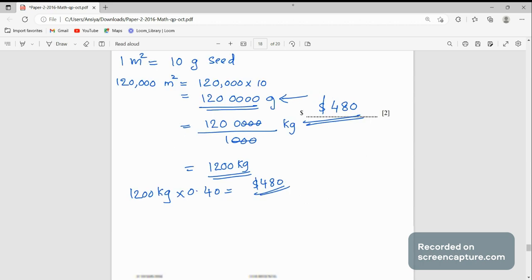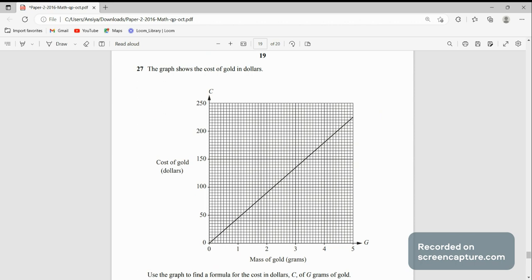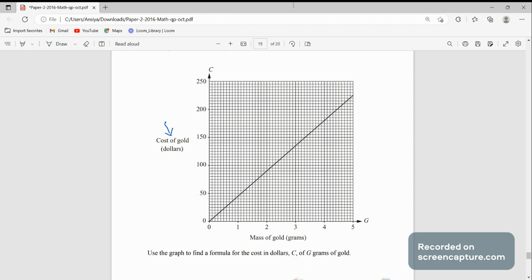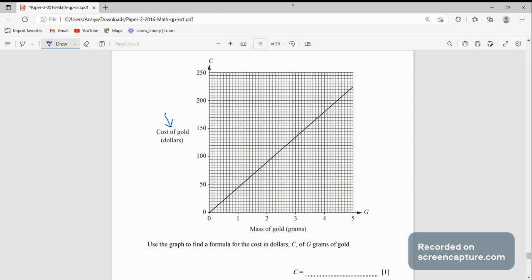Next question. The graph shows the cost of gold in dollars. Okay, we will study the graph. On the y-axis it's given cost of gold in dollars, and the x-axis is given mass of gold, means weight. It looks like for 1 gram, what is the cost? It's stopping here. What will be this number?